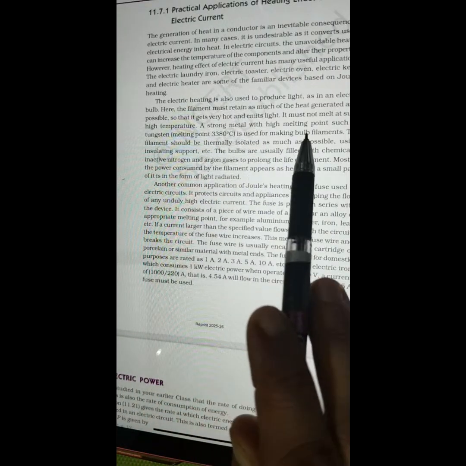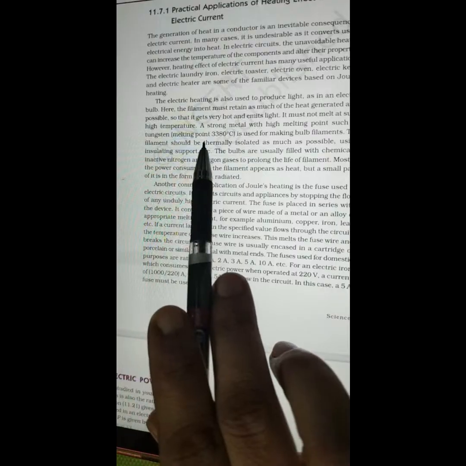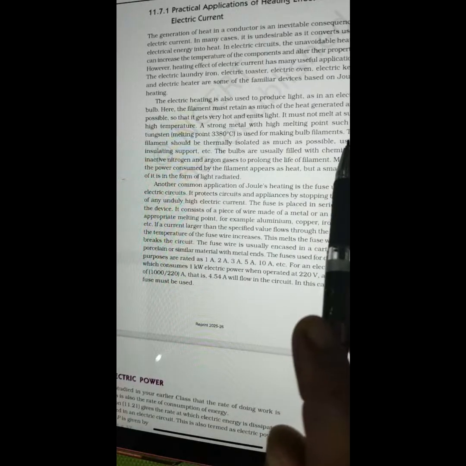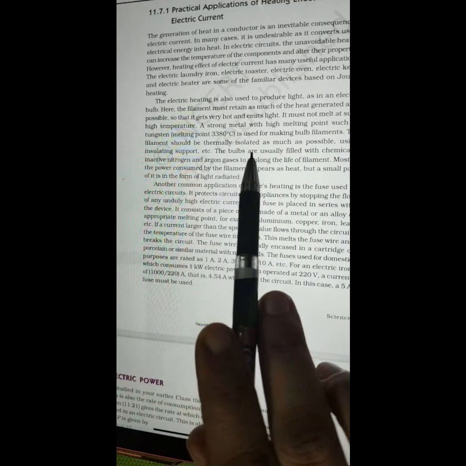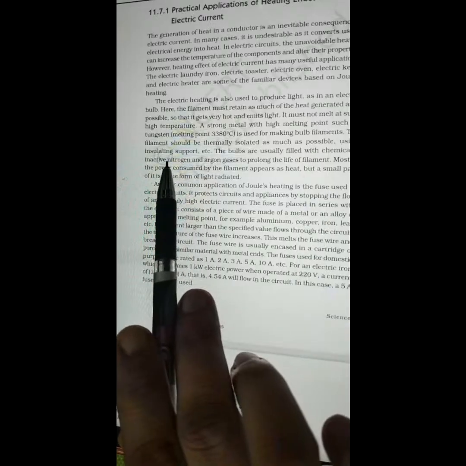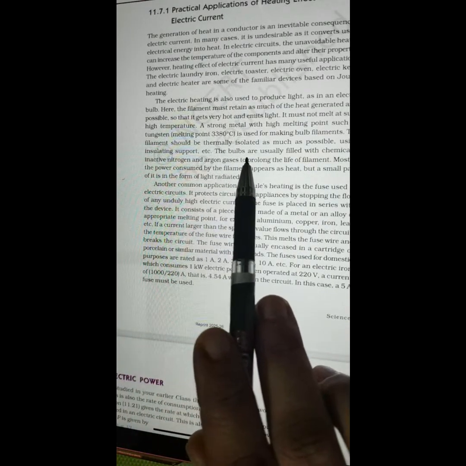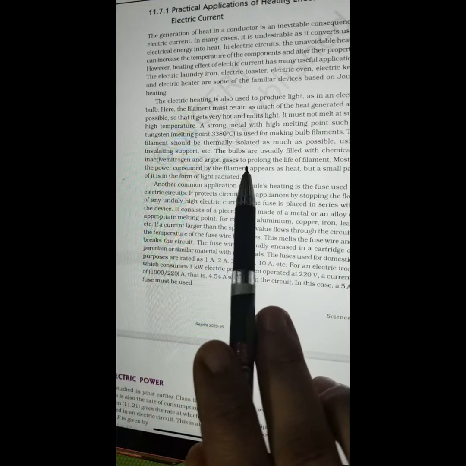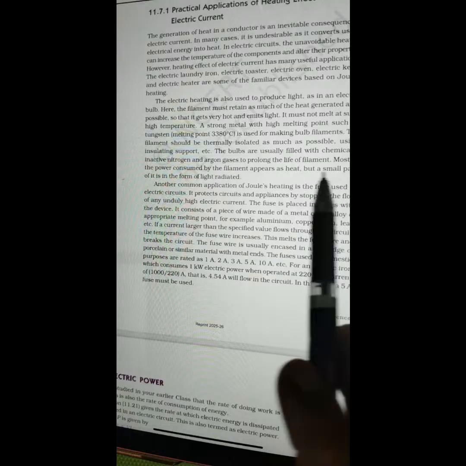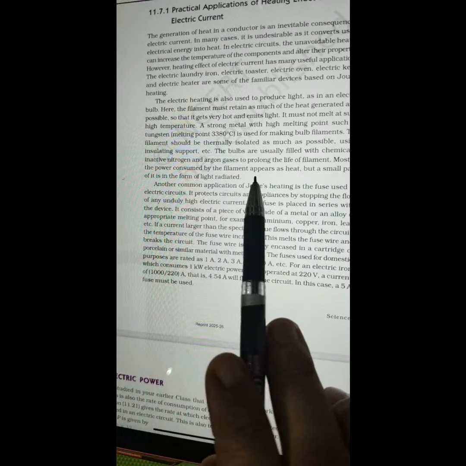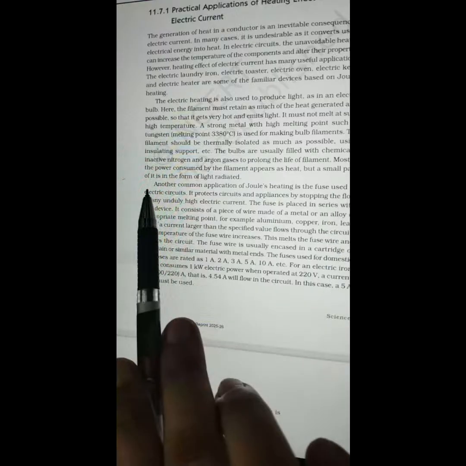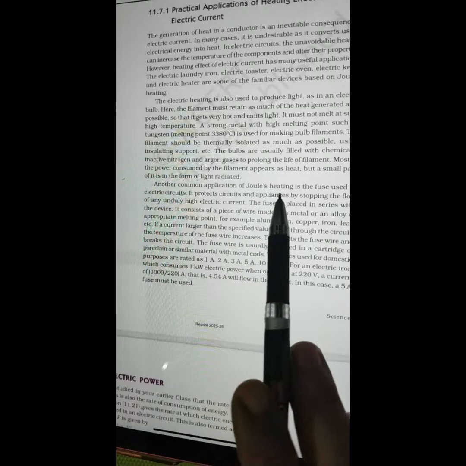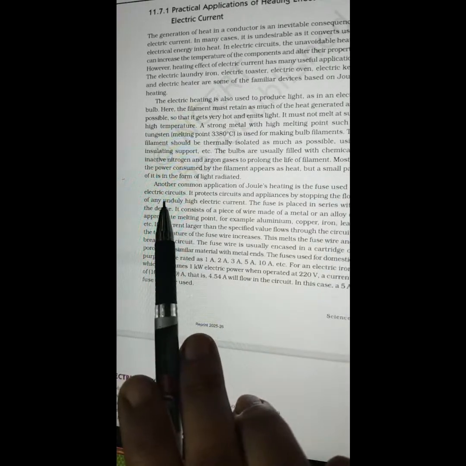A strong metal with high melting point, such as tungsten, melting point 3380 degrees Celsius, is used for making bulb filaments. The filament should be thermally isolated as much as possible using insulating support, etc. The bulbs are usually filled with chemically inactive nitrogen and argon gases to prolong the life of the filament. Most of the power consumed by the filament appears as heat, but a small part of it is in the form of light radiated. Another common application of Joule's heating is the fuse used in electric circuits.